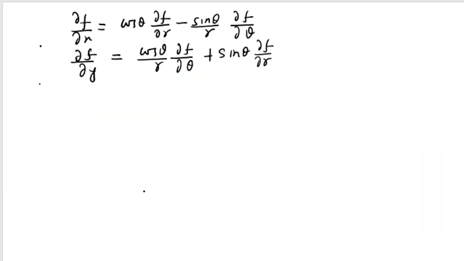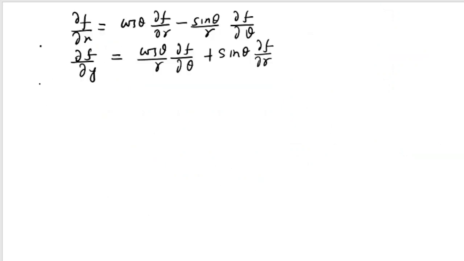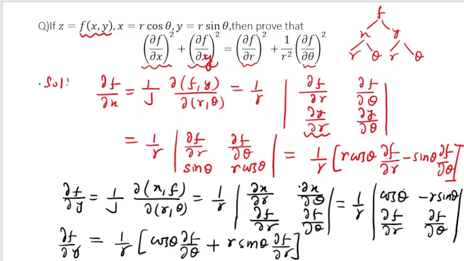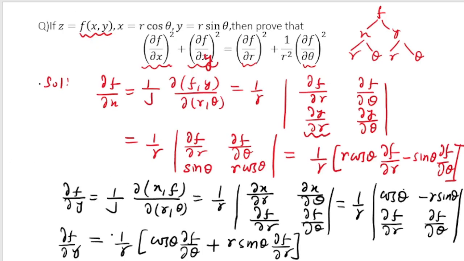Okay, so here I have written this expression. Just let me show you. I have written del f by del x is equal to, if I multiply it, r cancels, so cos theta del f by del r, and then you have a minus sin theta by r del f by del theta. And if you look at the second expression, del f by del y, if you multiply r in the bracket, you will get cos theta by r del f by del theta plus sin theta del f by del r. So this is what I have written.